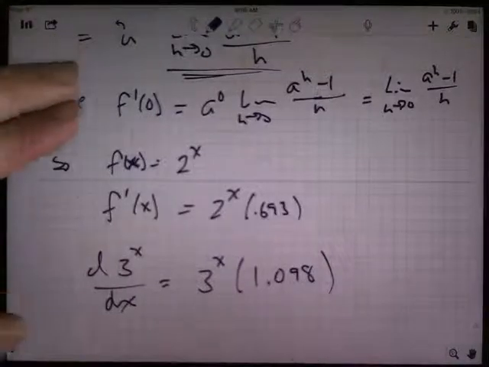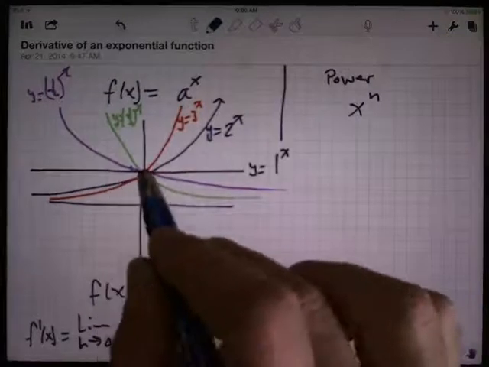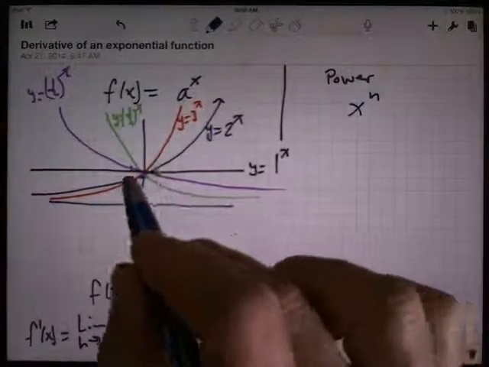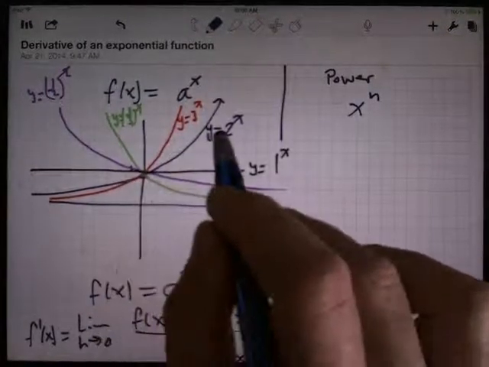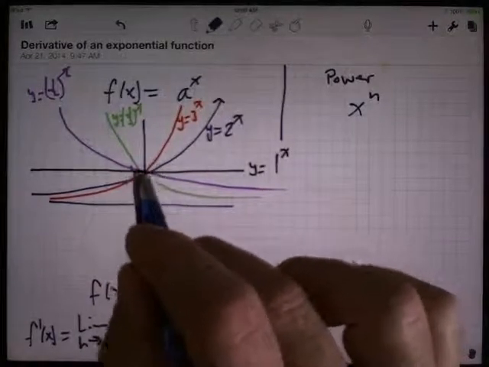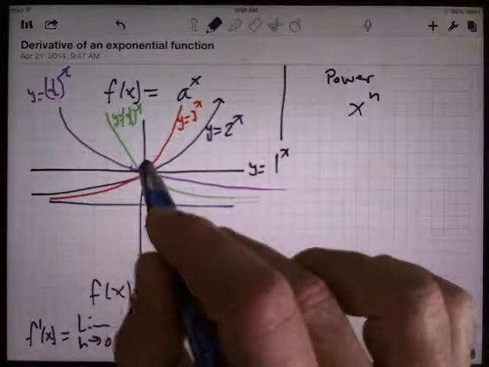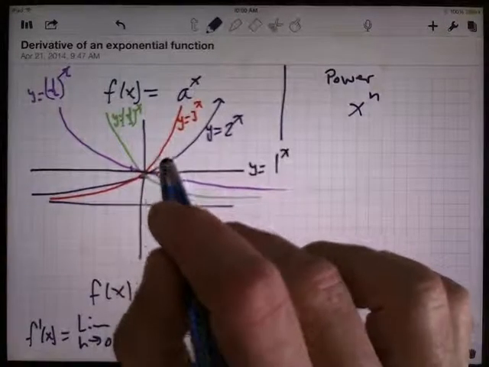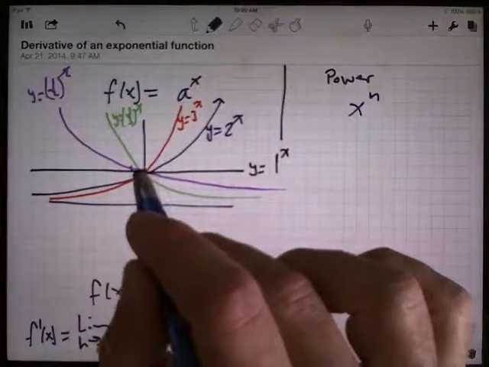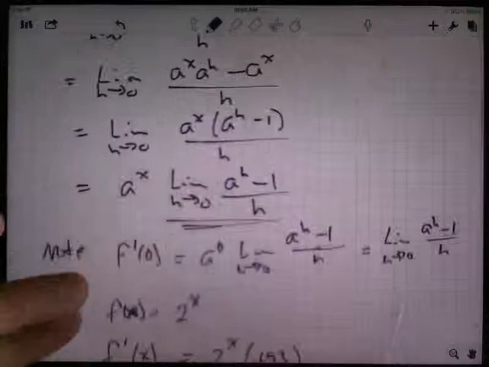Well, if I go back up here and I look at all these functions, they each have a different slope as I go in, and this one, 2 to the x, apparently had a slope of 0.68 something, and 3 to the x had a slope of 1.1 there. Maybe somewhere in between 2 and 3 I can get one with exactly slope 1 as it passes through. And it turns out that you can.